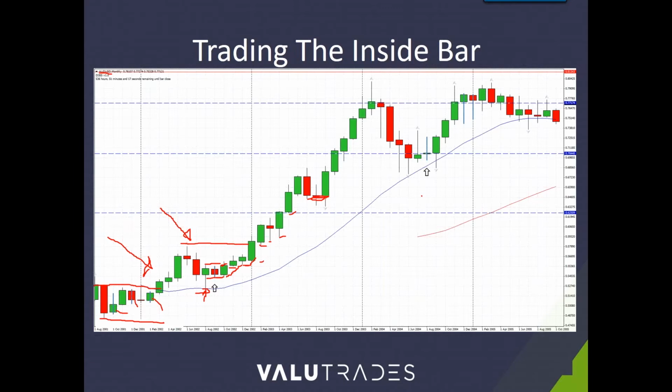But what I like to see here is that we did have a nice breakout. Price moves up, but there's no inside bar until price pulls back. Price pulls back, and you can see it hits that dynamic support. There's a nice bullish pin bar there, and then the next month there's a very small inside bar, and what do you know?